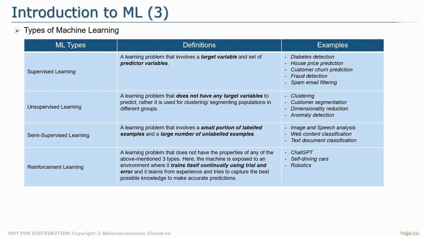Unsupervised learning, a learning problem that does not have any target variables to predict. Rather, it is used for clustering or segmenting populations in different groups. Examples: clustering, customer segmentation, dimensionality reduction, anomaly detection.